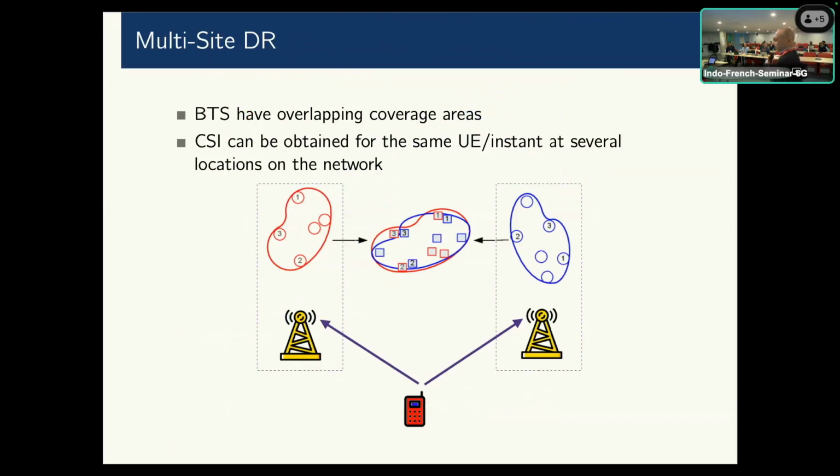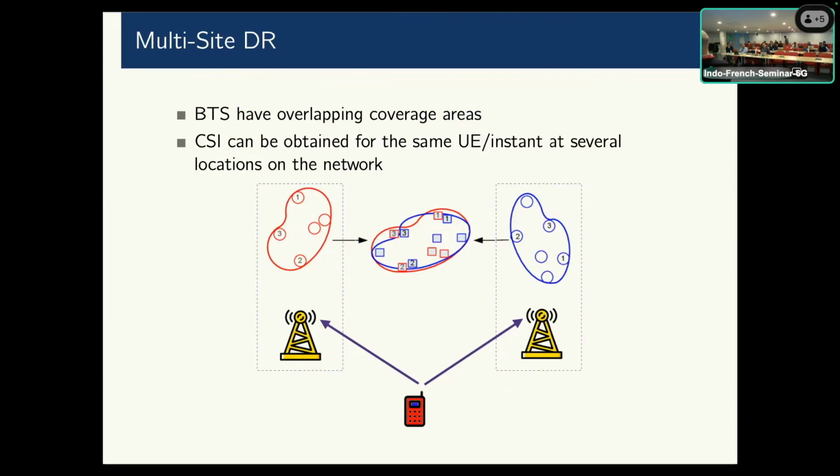Another interesting extension, in my opinion, is what can happen if you have multiple base stations. Typically, in a cellular network, there is not a single base station. There are multiple base stations, and in general, they have overlapping coverage areas. Of course, partially overlapping. So there are many positions where a given UE would be within reach of two base stations.